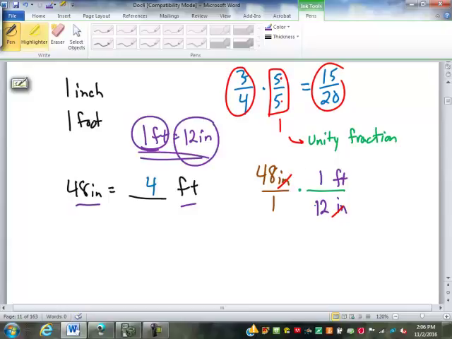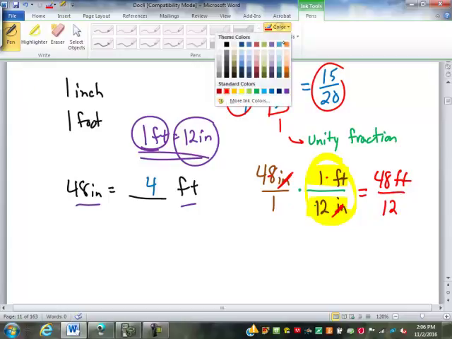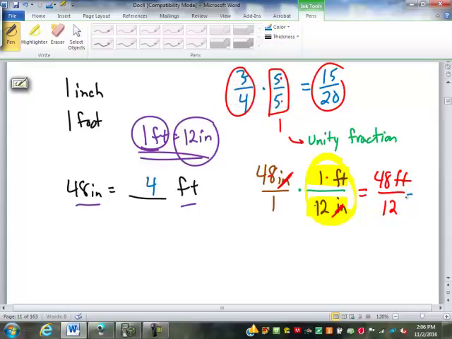Now when we look at this fraction here, it doesn't look like a unity fraction at first. It doesn't look like it's equal to 1. But if you look closely, the numerator, 1 foot, has the same value as the denominator of 12 inches. So when we multiply by that, as we said, the inches will cancel out. On top, you've got 48 times 1 foot is 48 feet. On bottom, you've got 1 times 12 is 12. And then you just divide them out. 48 feet divided by 12 is 4 feet.